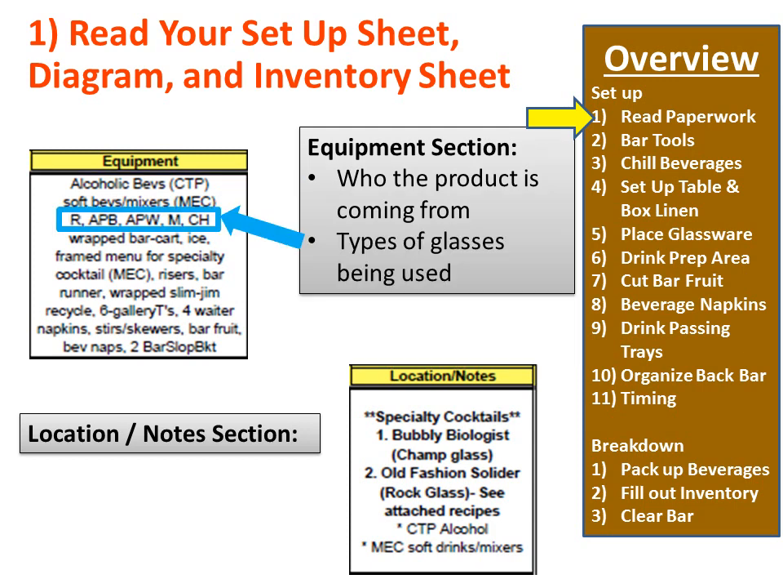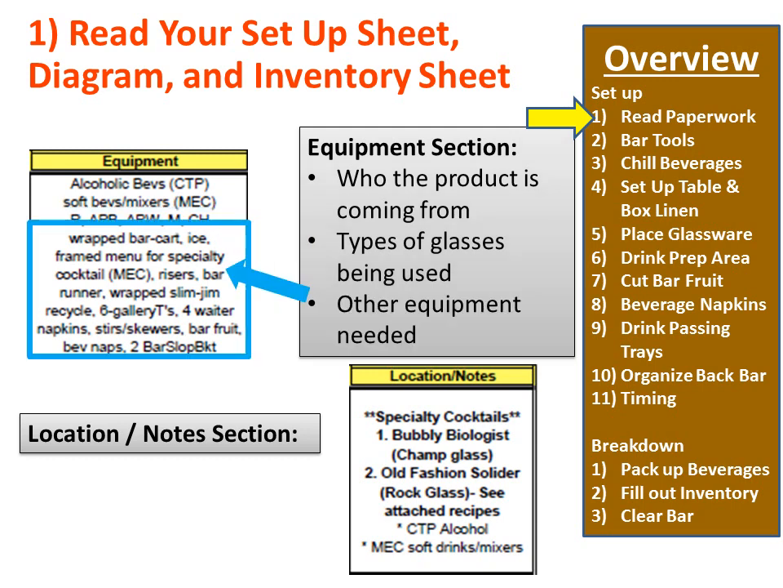Next is the types of glasses being used. Abbreviations are used to save space, but you can see there will be 5 types of glasses. R for rocks, APB for your beverage glass, APW for your wine glass, M for martini, and CH for champagne. It's okay if you don't automatically understand the abbreviations. You will learn this over time.